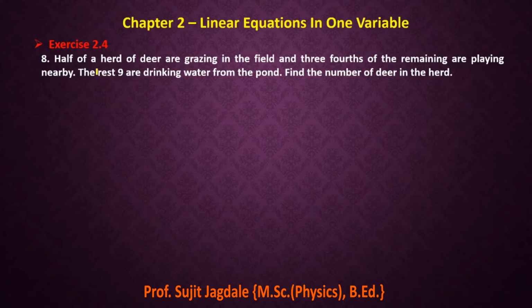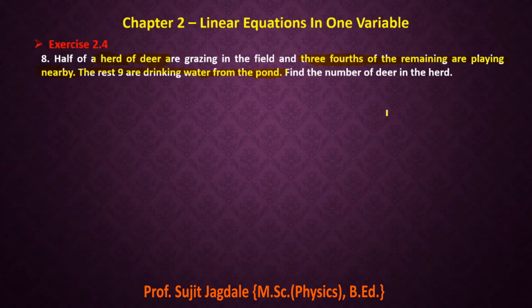Now it is like this word example. Half of a herd of deer are grazing in the field and 3/4 of the remaining are playing nearby. The rest 9 are drinking water from the pond. Find the number of deer in the herd.